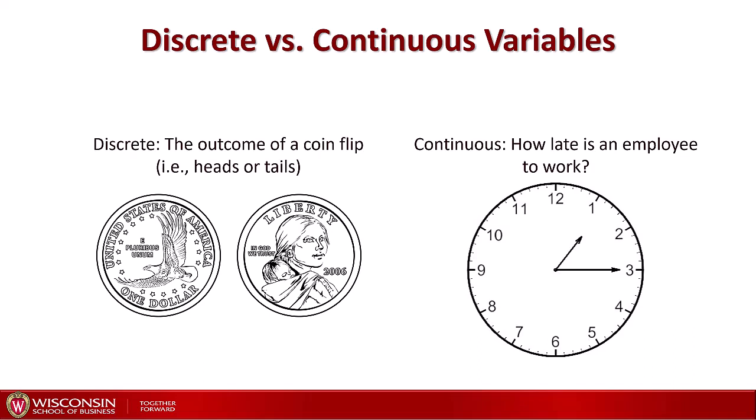For instance, how late is an employee to work? Well, an employee could be 1 minute late to work, or maybe 2 minutes late to work. But note that any value in between is also valid. An employee could be 1.5 minutes late to work, or 1.25 minutes late to work. This is going to play a role when we talk about how to plot the probability distributions, in particular, choosing whether we are going to use a probability mass function or a probability density function.